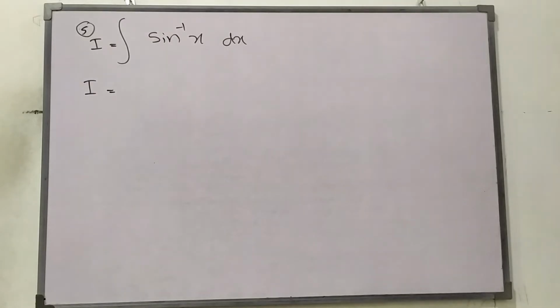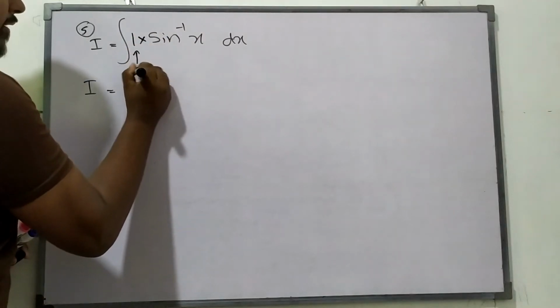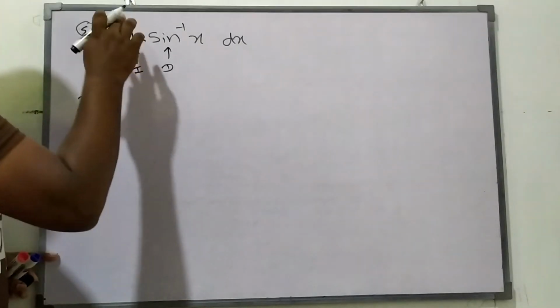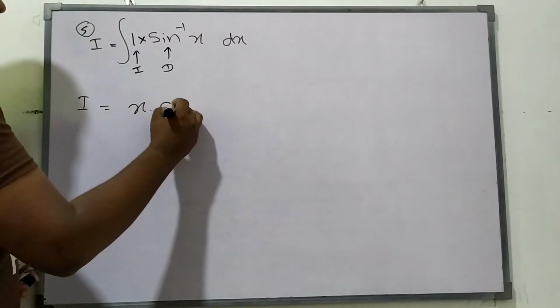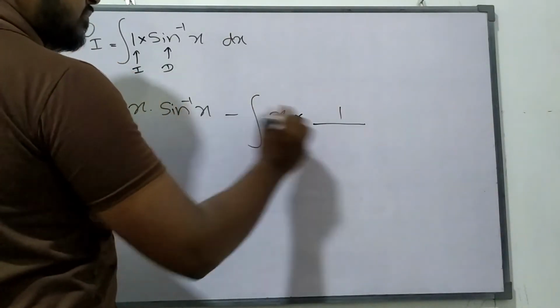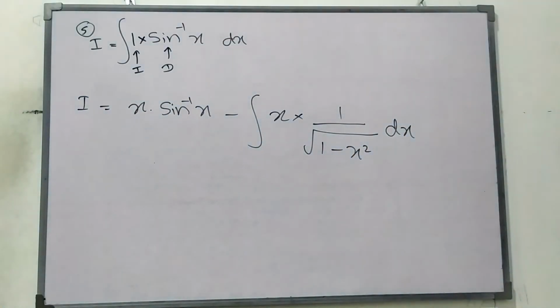Okay, so this is the next example. I equal integral of sine inverse x. So this is 1 for integration and sine inverse x for differentiation. Integration value x, differentiation function, minus integration of x over square root of 1 minus x squared dx. So how to handle this kind of situation? Can you remember my rule number 13? Right.